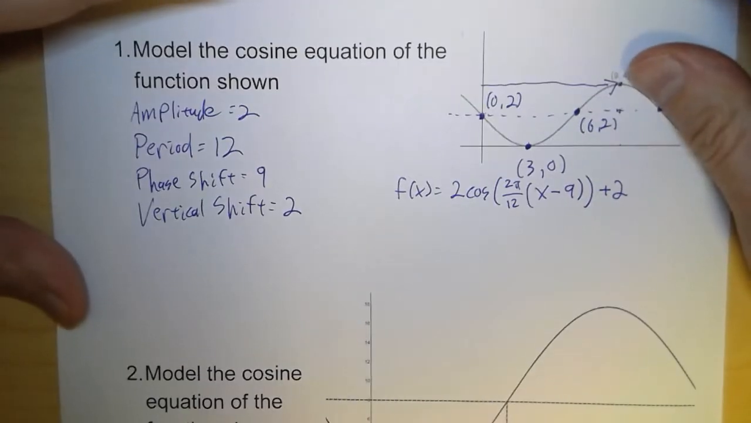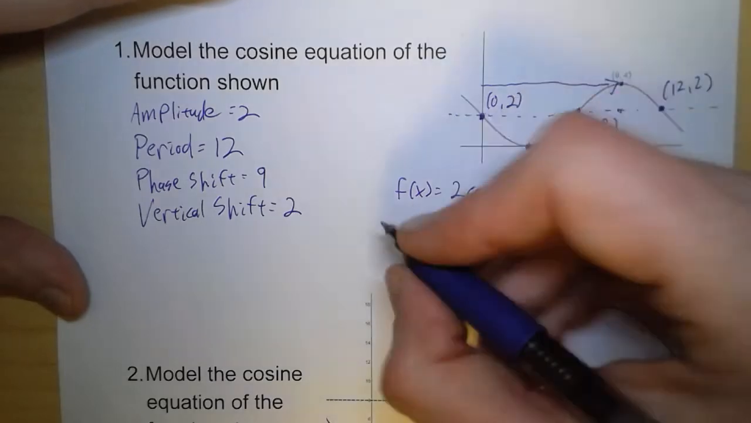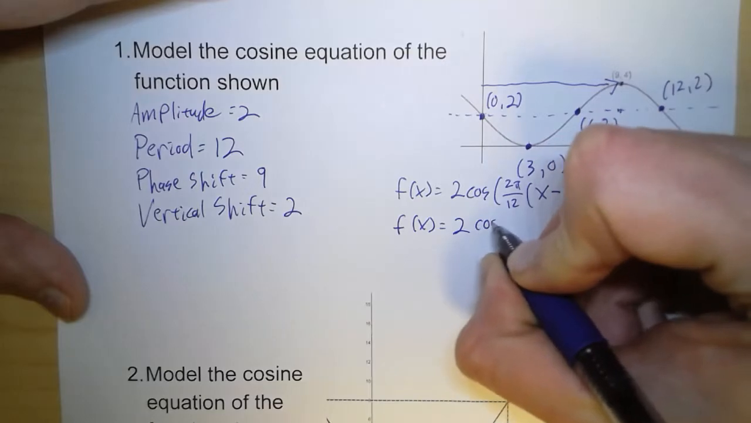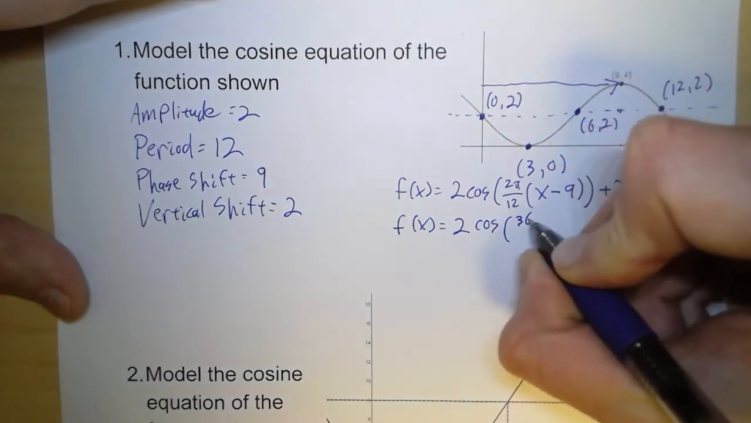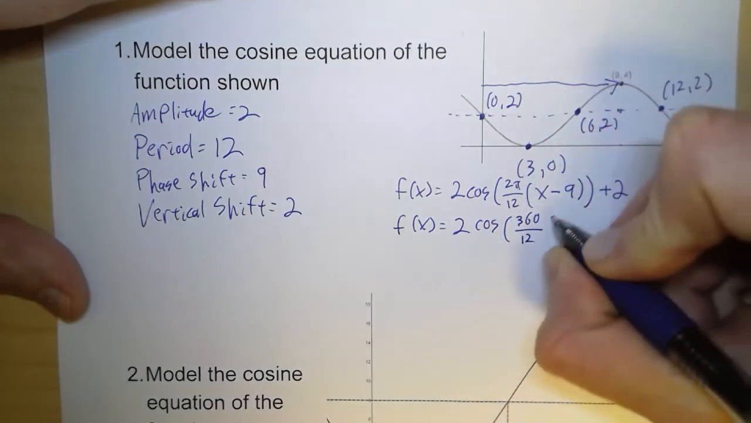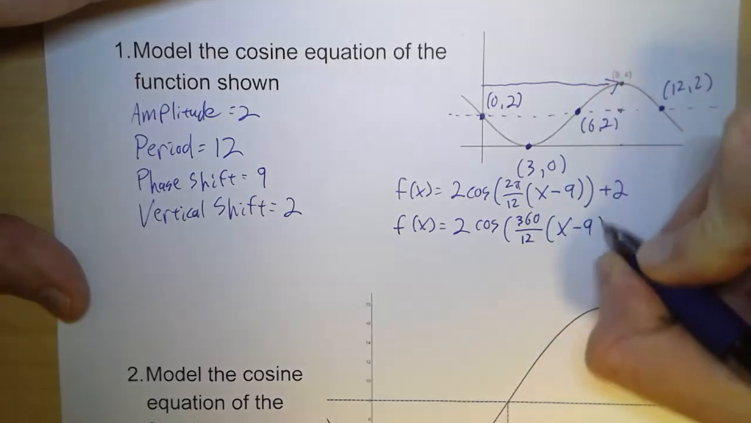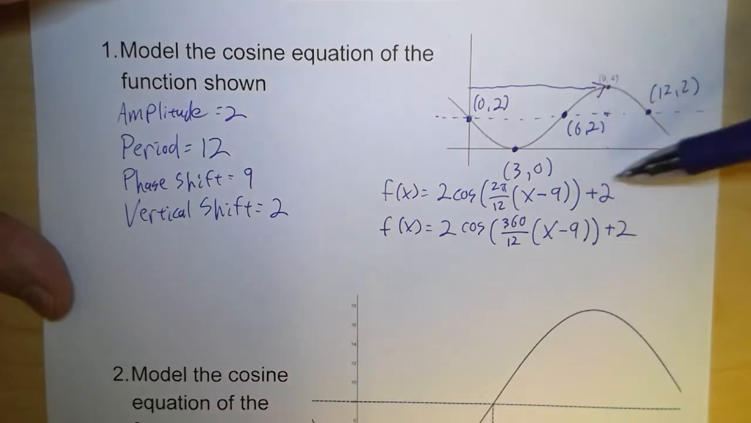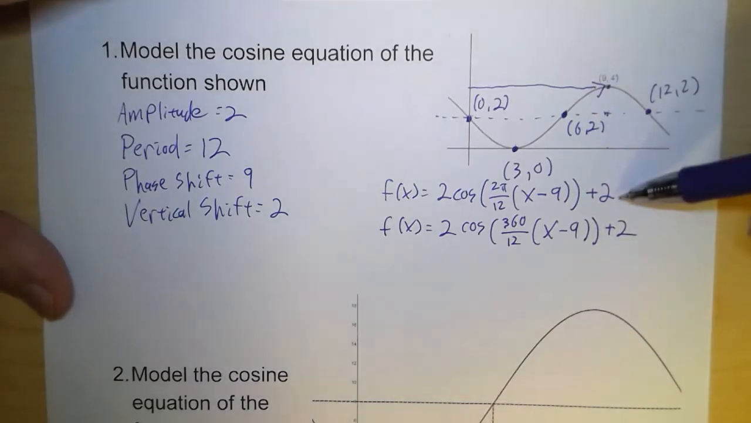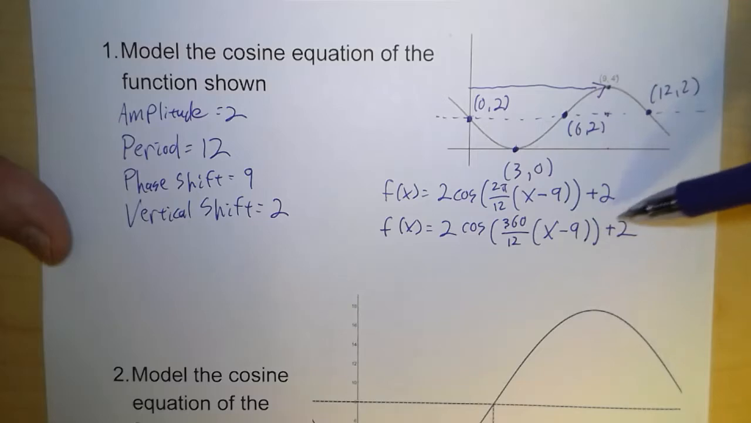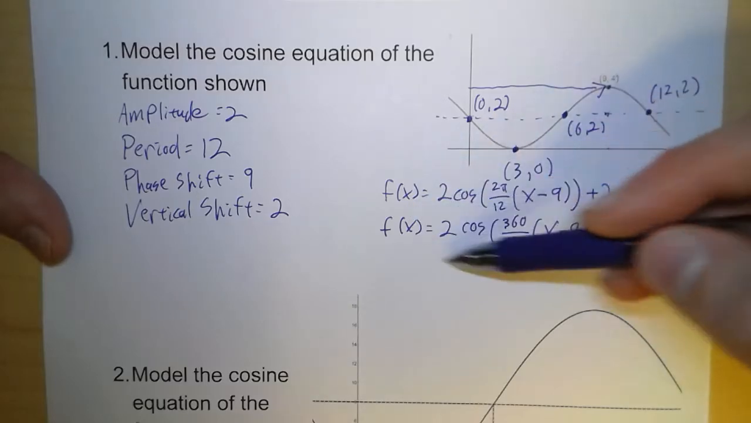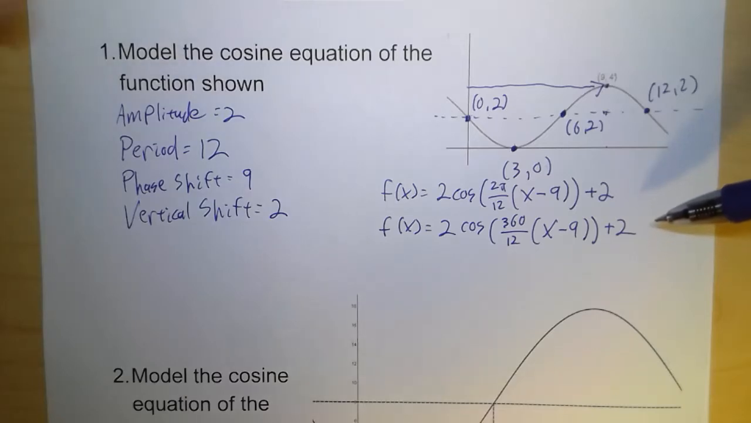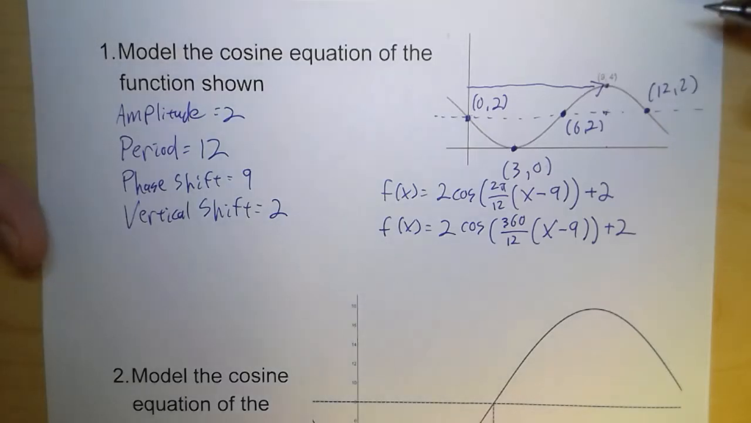Now, if you do this in degrees, then it's going to look like this: 2 cosine, and instead of 2 pi, you're going to use 360 divided by 12. Everything else will stay the same. And so there is our equation. This will look correct if you are in radian mode, and this will look correct if you are in degree mode. Very important that you're aware of what mode you're in when you're graphing these.